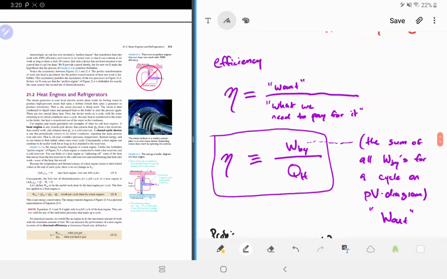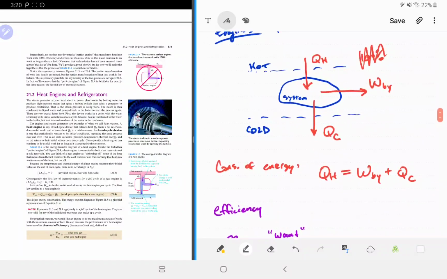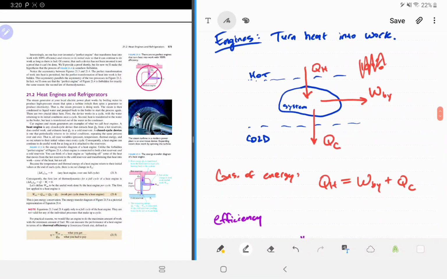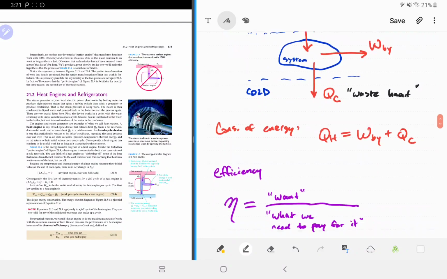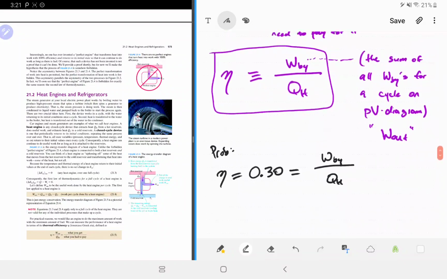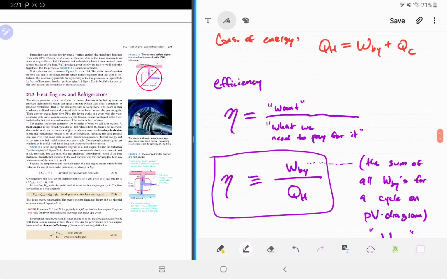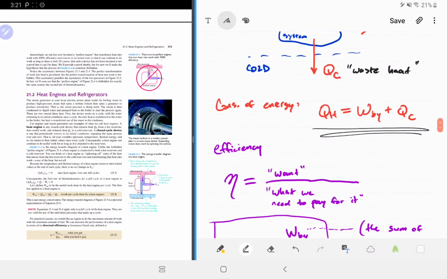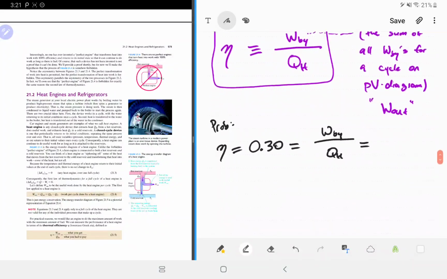But we want to know the waste heat. The waste heat is the heat we don't really care about. It's not QH, but QC. QC for an engine is waste heat, heat that's wasted. We want to minimize QC because the lower QC is, the bigger W by is, the greater work we get out of our engine, out of our system. So waste heat is QC. They're asking us in this problem to solve for QC. So we need to rearrange this efficiency formula in terms of QC. I'm going to use this right here to rewrite QH is equal to W by plus QC.